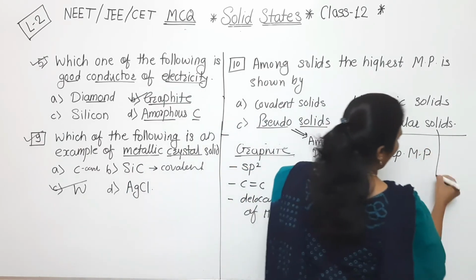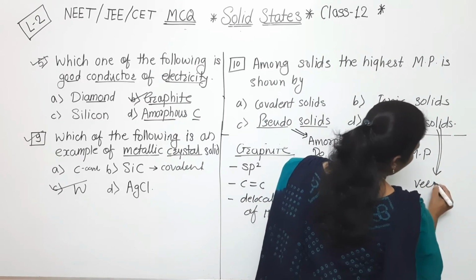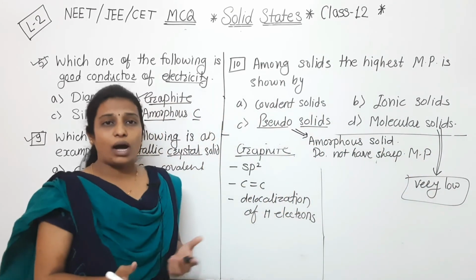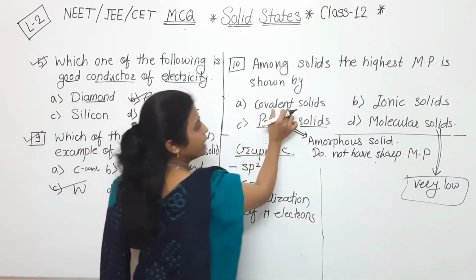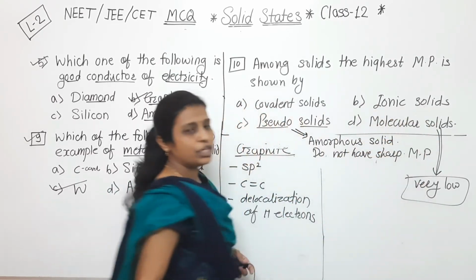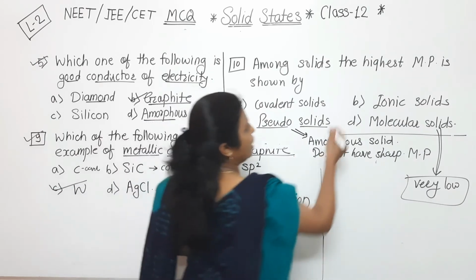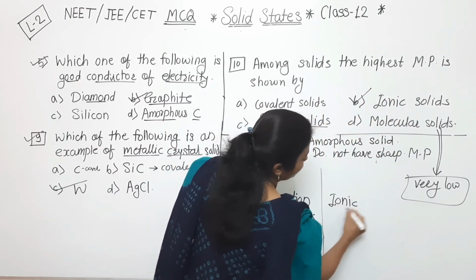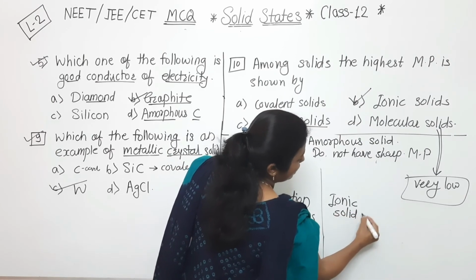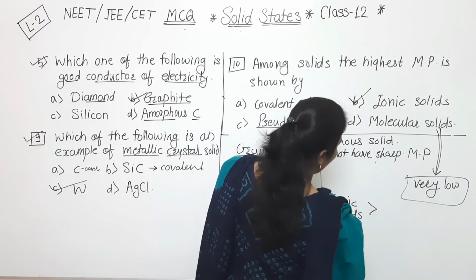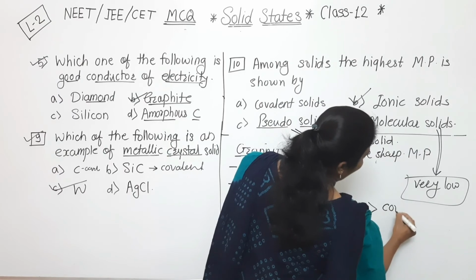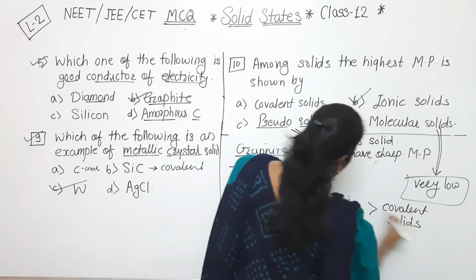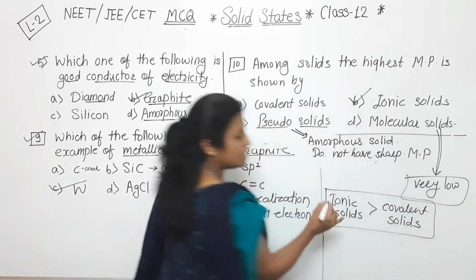Molecular solids have a very low melting point as compared to other solids. Now what remain are the covalent solids and ionic solids. In that, our answer is ionic solids, meaning ionic solids have a higher melting point than the covalent solids. So we have completed some other MCQs of the second lecture.